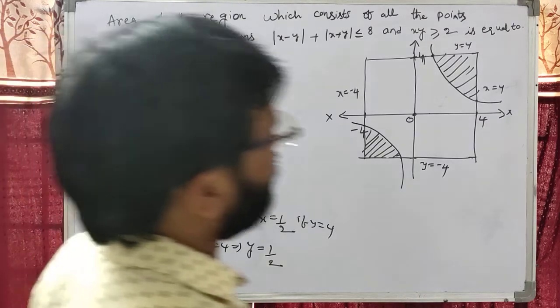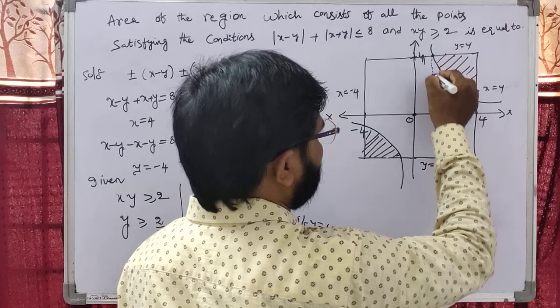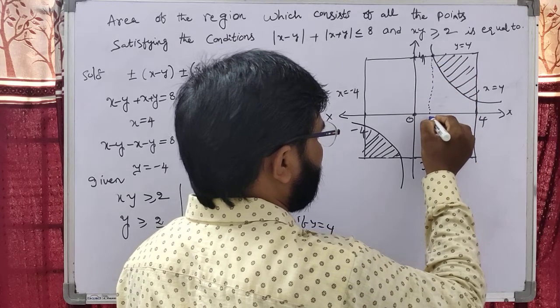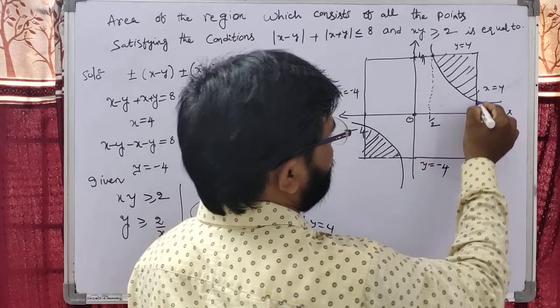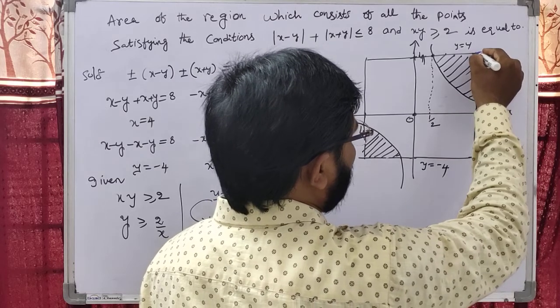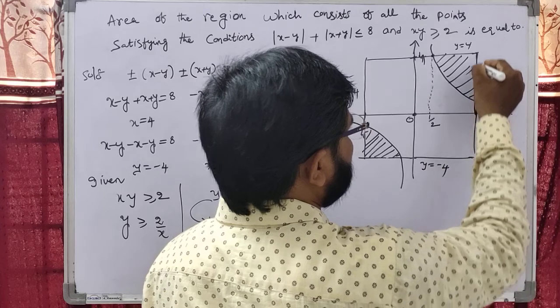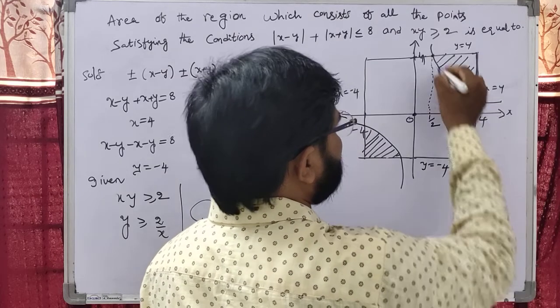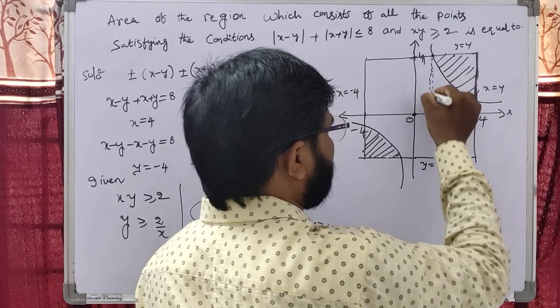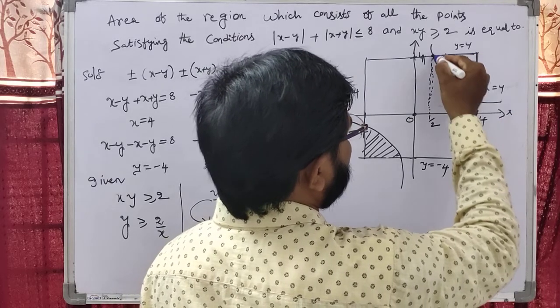We can observe here, this is the first boundary, this is the other boundary. This is the boundary 1 by 2. Dear students, x equal to 4 means this is the complete part. So this is x equal to 4, this is x equal to 1 by 2. These two are bounded by these two.